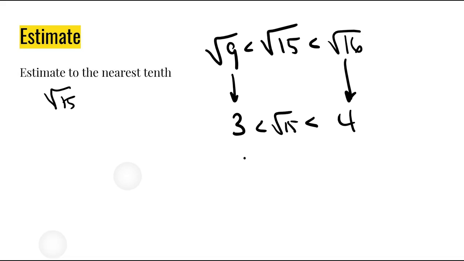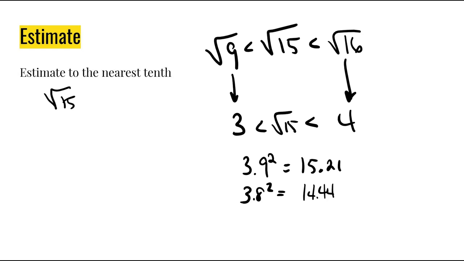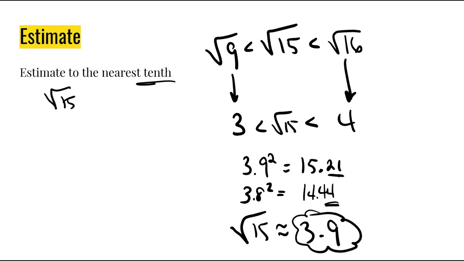So we'll start with 3.9. And we'll do 3.9 squared. And when we multiply 3.9 times 3.9, we get 15.21. Okay, it's larger than 15, so we'll go down to 3.8. And you're going to be able to use a calculator for this. So I do 3.8 times 3.8, and I get 14.44. Okay, 15.21 is just 0.21 away. 14.44 is 0.56 away. So this one is slightly closer. So we'll say that the square root of 15 is about 3.9. Not exactly. Obviously, we could keep going. We could go to the hundreds. We can go to the thousands and get a number that's even more accurate. But this just says round to the nearest tenth. So to the nearest tenth, we get 3.9.